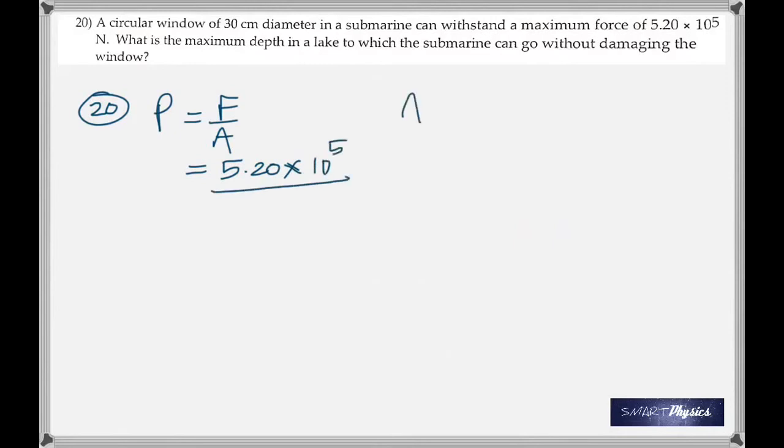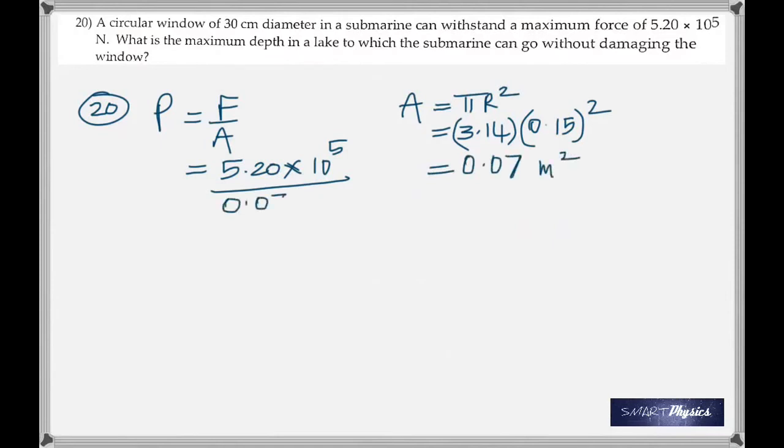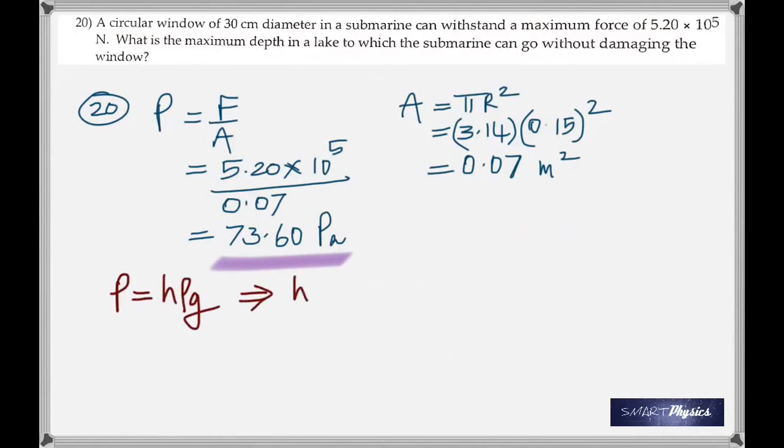Here the forces are given, and the area, we got to find the area of this circular window. There is pi r squared, that's the area of a circle. The radius is 15 centimeters, which is 0.15 meter. Gives 0.07 meter squared. So when you divide that, you get this pressure. That's the maximum pressure that can act. And now we say, alright, pressure by the liquid is H rho G. So H is pressure by rho G.